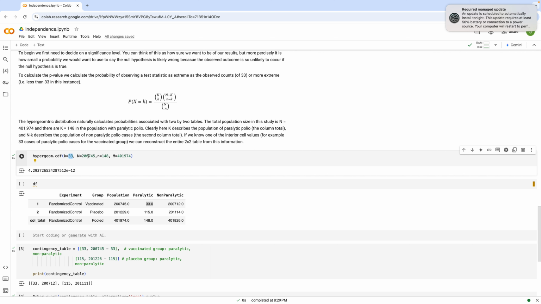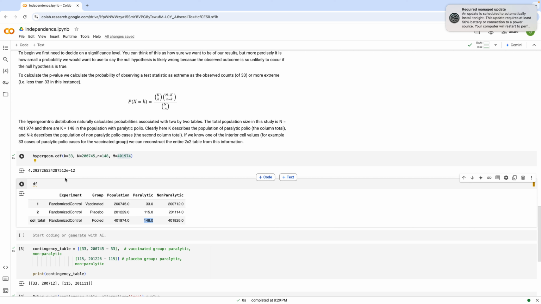This is the size that gets assigned to the vaccinated group. That's our sample size. These are the ones with the trait of interest, and this is the total population size. So we calculate that, and the probability of 33 or fewer cases, i.e. that we happen to randomly assign 33 out of the 148 to the vaccinated group, is 4 times 10 to the minus 12. That's a tiny percent. It's way less than 1%.